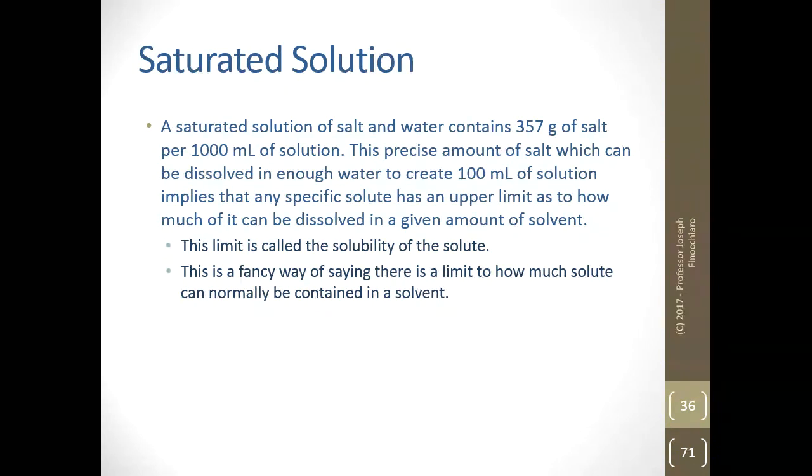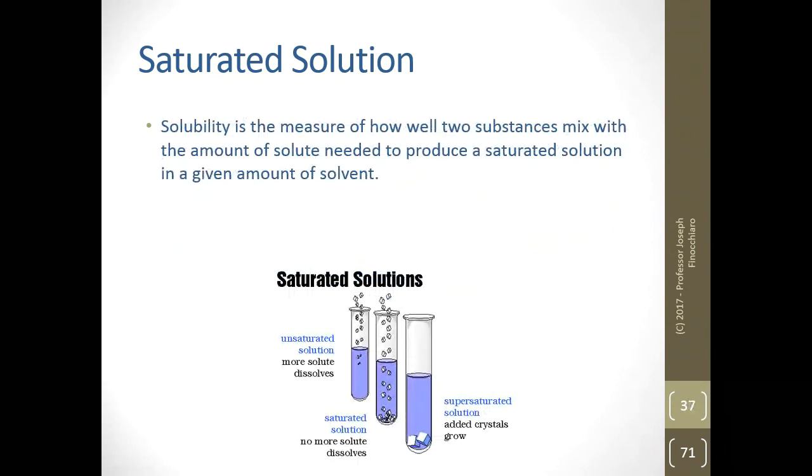This precise amount of salt, which can be dissolved in enough water to create 100 milliliters of solution, implies that any specific solute has an upper limit as to how much of it can be dissolved in a given amount of solvent. This is called the solubility of the solute. It's a fancy way of saying that there's just a finite amount of stuff you can put in the stuff that's doing the dissolving, and then it can't take any more. Plain and simple.